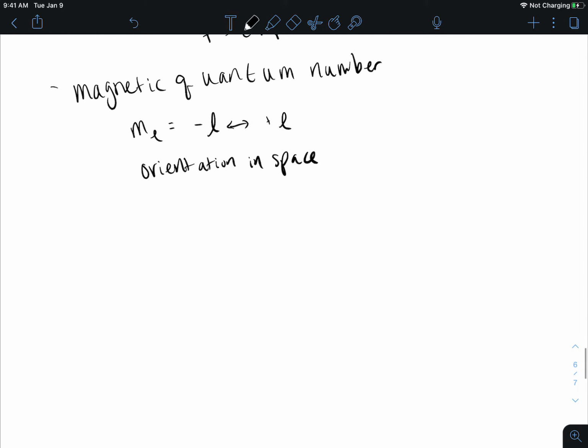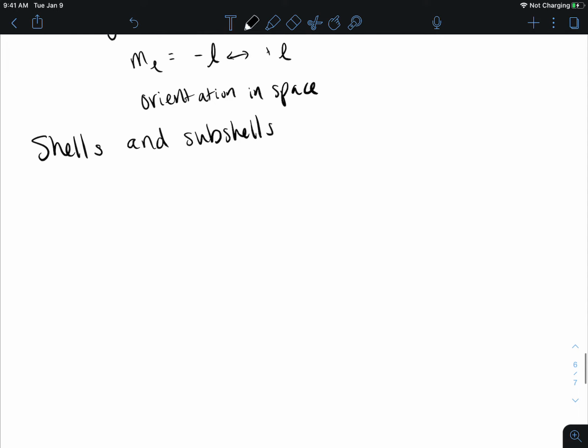Next thing we want to look at are shells and subshells. These are just vocabulary words that we're going to use our quantum numbers for. So we've got our shell. This is orbitals with the same n value.